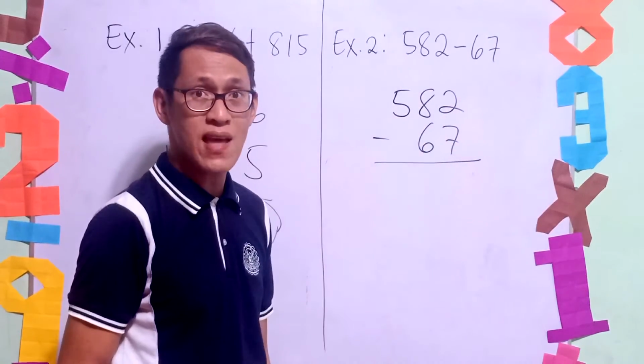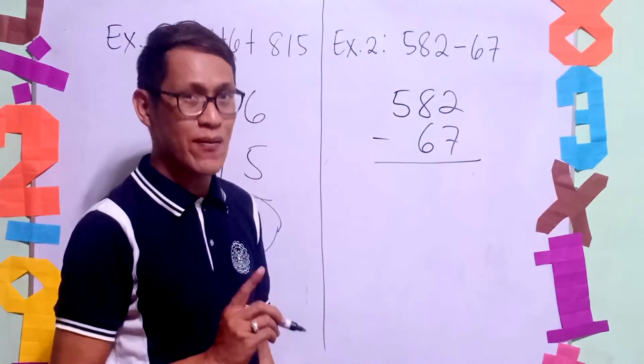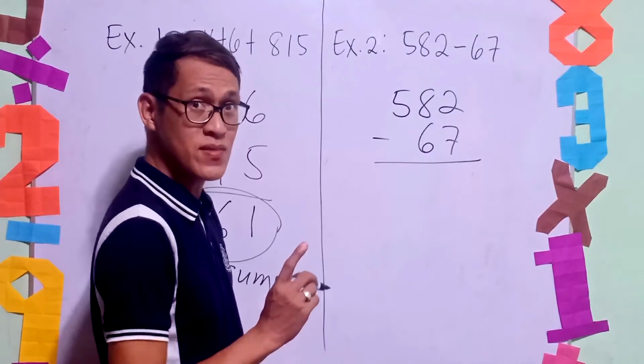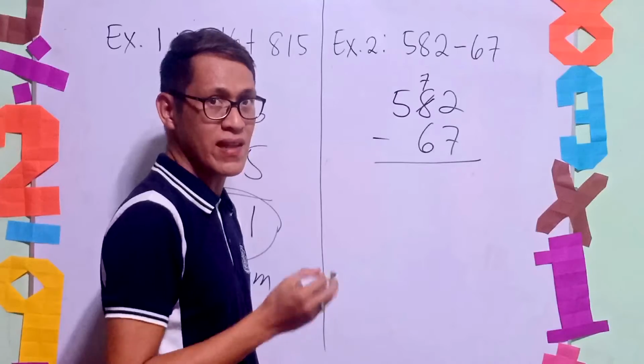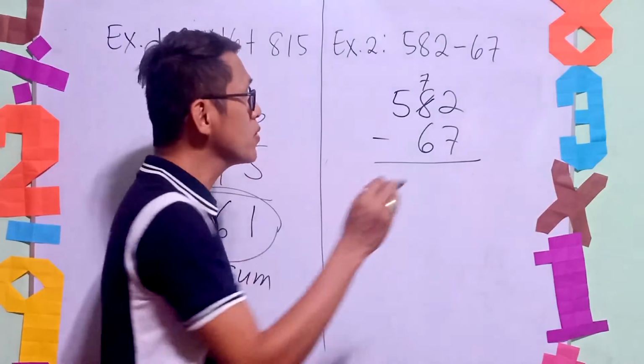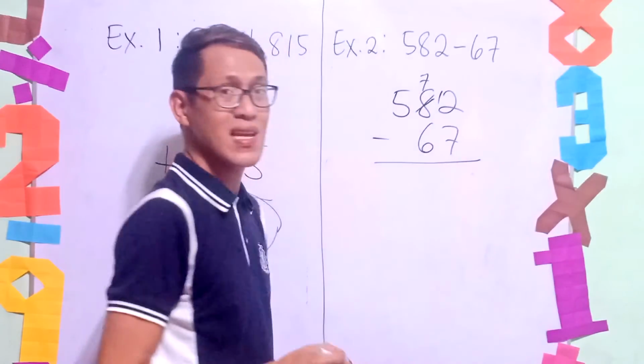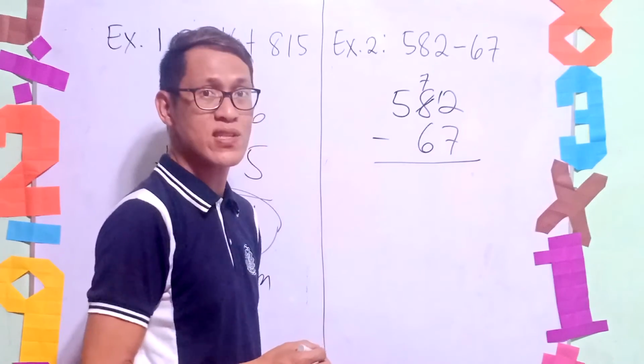2 is smaller than 7, meaning we cannot subtract. So we have to borrow 1 from 8. So if you borrow 1 from 8, 8 becomes 7. Then the one that you borrowed, you put it here. So 2 becomes 12. So what's 12 minus 7?